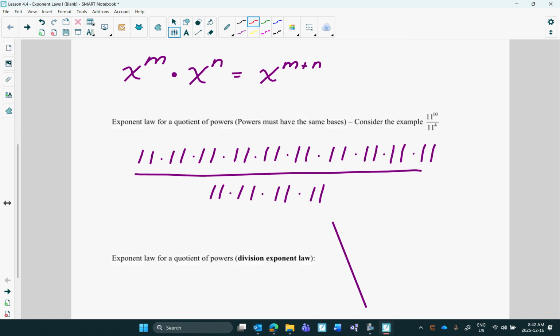Well, we can do some reducing. Those 11s cancel down to 1. Another pair of 11s cancel down to 1. I can do it with another pair and a 4th pair. And how many 11s am I left with up top getting multiplied? 6. So we can see the shortcut. If you divide 2 powers, they have to have the same base. Just keep the base the same and subtract the exponents.